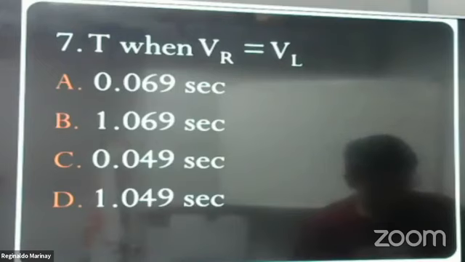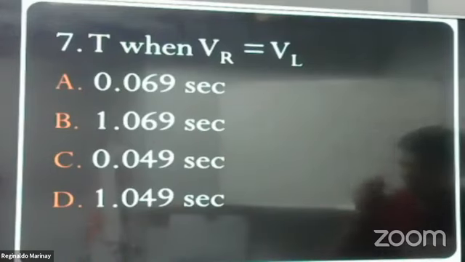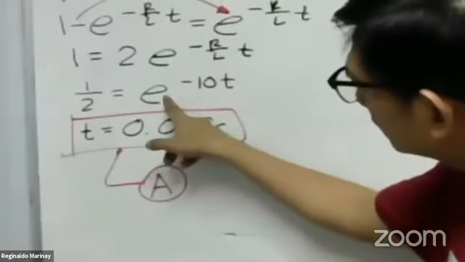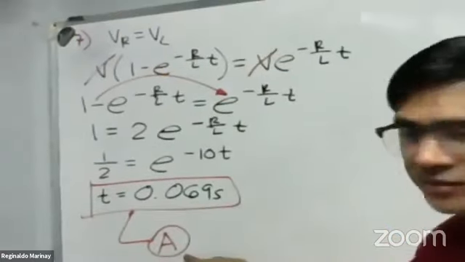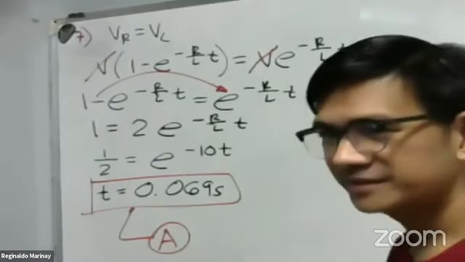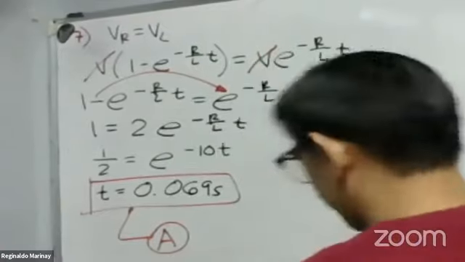So, what is the answer for this particular problem? This is the answer. It became 1/2, and we take it over here. So, E raised to negative 10t. Shift solve, the answer would be letter A. That is the answer. Okay? Did you get it, Kim? Joel got it. Okay.